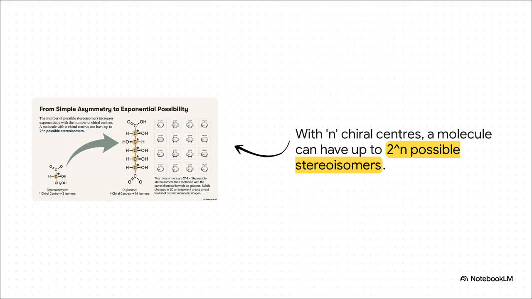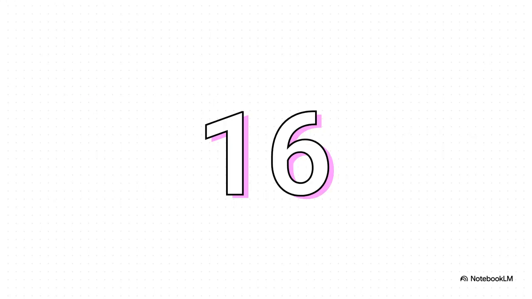There's a really powerful mathematical rule at play here. A molecule with n chiral centers can have up to 2 to the power of n possible stereoisomers. So glyceraldehyde, with its 1 chiral center, has 2 possible isomers. But D-glucose, which has 4 chiral centers, well, that means it has 16. Let that sink in for a second. One single chemical formula, C6H12O6, can create 16 totally distinct molecular shapes just by rearranging things in 3D space.